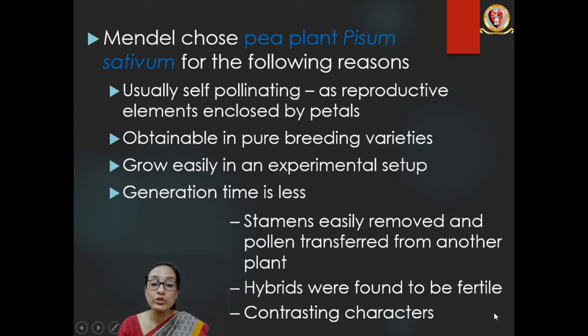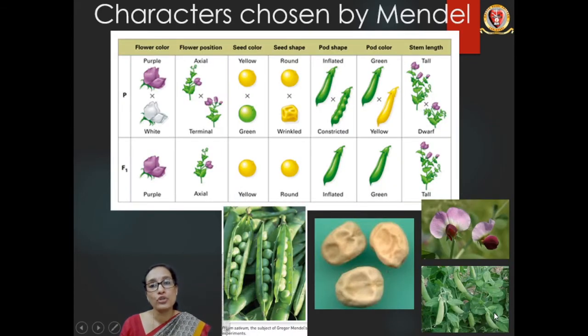It was also very easy to produce hybrids because the stamens could be easily removed and pollen transferred into another plant. Hybrids were also found to be fertile, and he was able to find 7 contrasting characters which he had studied. Now let us look into the characters chosen by Mendel. He looked at flower color, flower position, seed color, seed shape, pod color, as well as stem length.